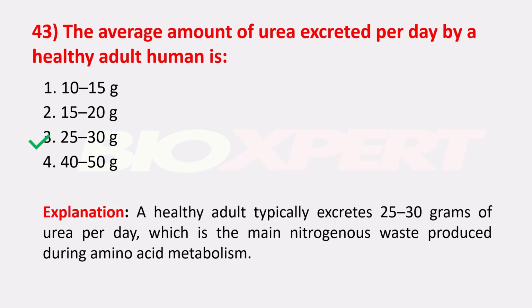25 to 30 grams. A healthy adult typically excretes 25 to 30 grams of urea per day, which is the main nitrogenous waste produced during amino acid metabolism.